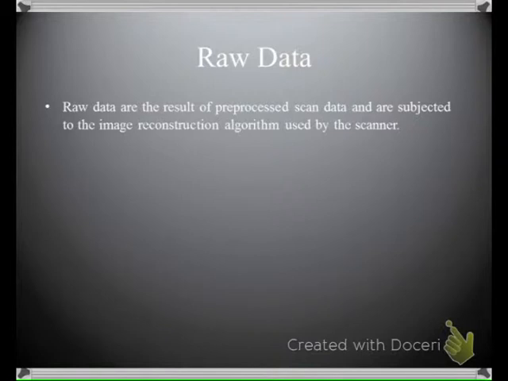That brings us to raw data. Raw data are the results of pre-processed scan data and are subjected to the image reconstruction algorithm used by the scanner. So this is after it is converted from a numerical form, and we have the data in an image form, and it's going to be pre-processed with some of the algorithms used, so it cleans it up so you don't have this messy looking image.